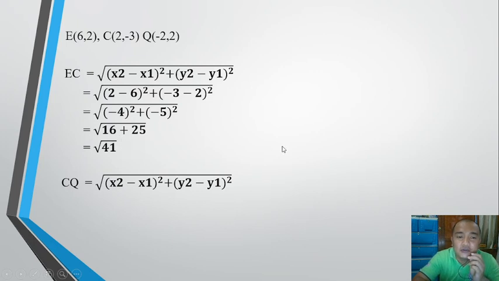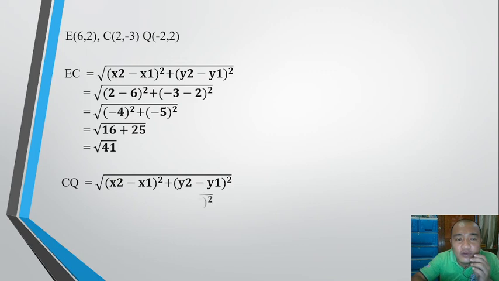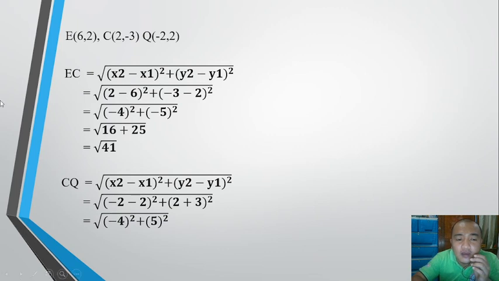How about CQ? This one is CQ. We have negative 2 minus 2 quantity squared plus 2 plus 3 quantity squared. Negative 2 minus 2 is negative 4, squared, plus 2 plus 3 is 5. So, 16 plus 25, since we square the negative 4 to get 16, and 5 squared is 25. Add, the square root of 41.